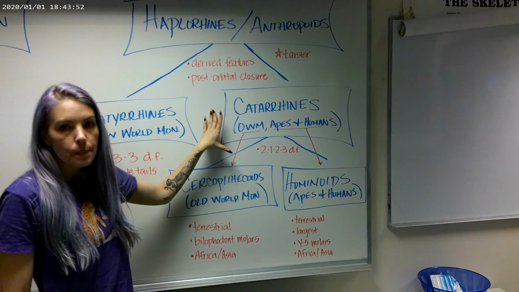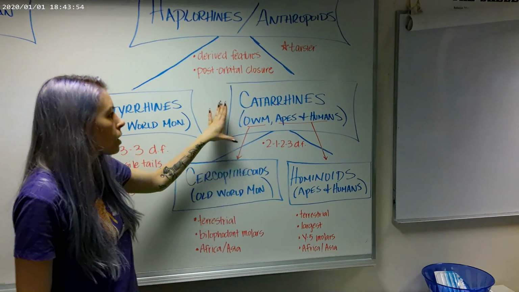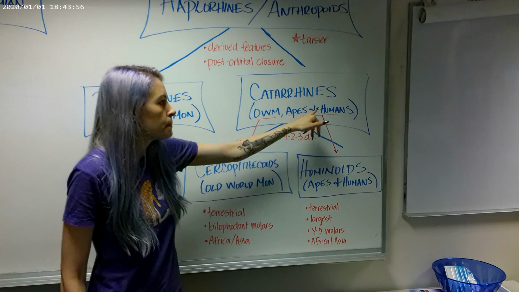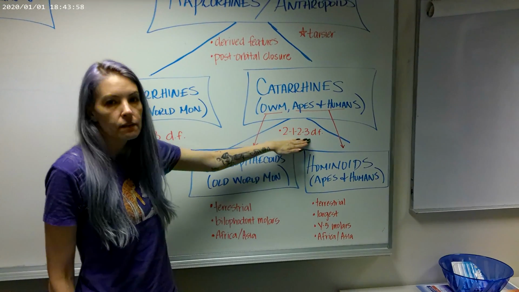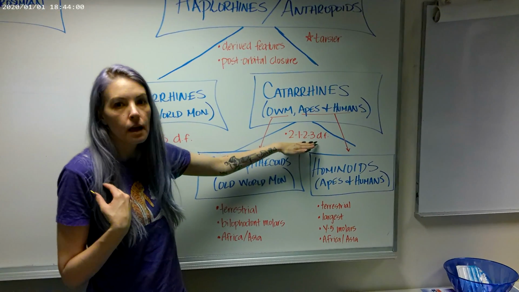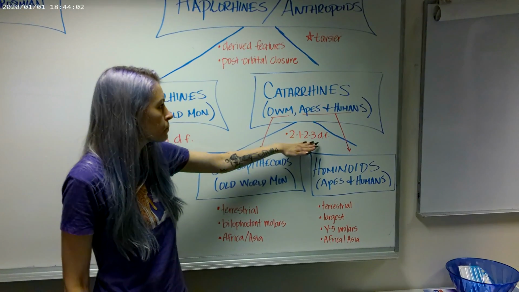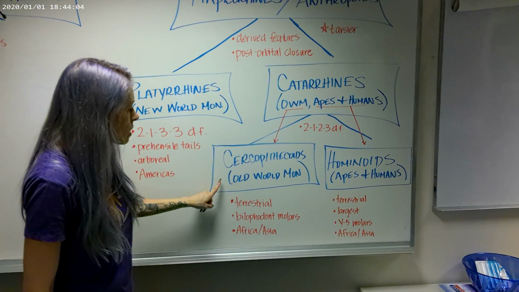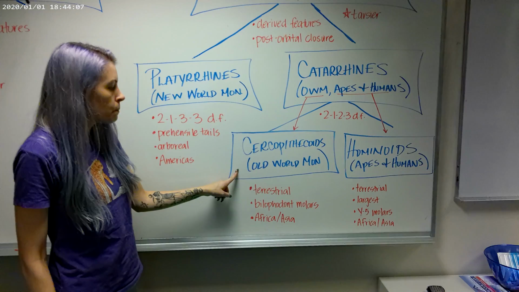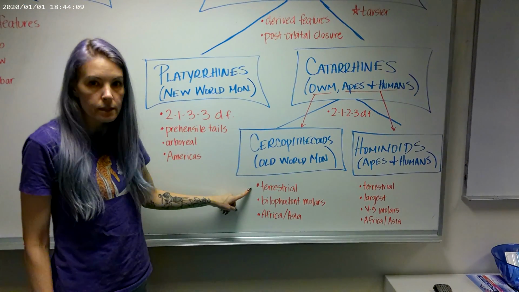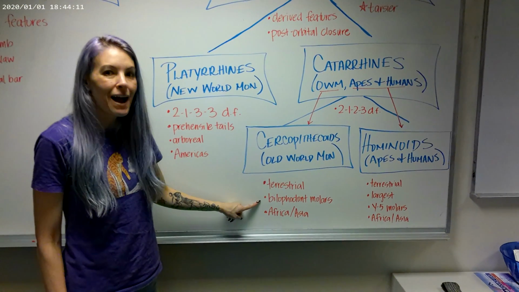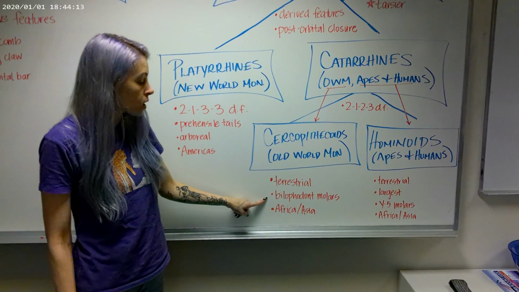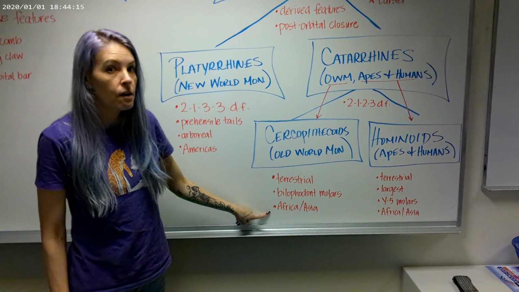The other group is the catarrhines. These are Old World monkeys, apes, and humans. Their defining feature is they have the same dental formula as we do, 2-1-2-3. The Old World monkeys are branched down into the cercopithecoids. They are terrestrial. They have a bilophodont molar, meaning it has 4 cusps, and they are found in Africa and Asia.